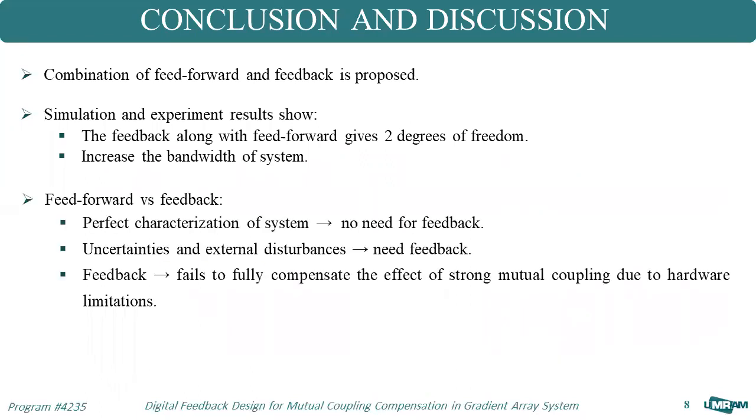As a discussion, if the system can be characterized perfectly, there is no need for feedback. However, in real cases, the uncertainties and measurement errors, which cannot be modeled, affect the system. Also, feedback is necessary to reject external disturbances. Feedback only fails to fully compensate the effect of strong mutual coupling due to hardware limitation. Using an ideal gradient amplifier with infinite voltage might be a solution for it.